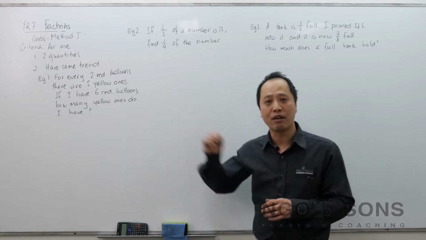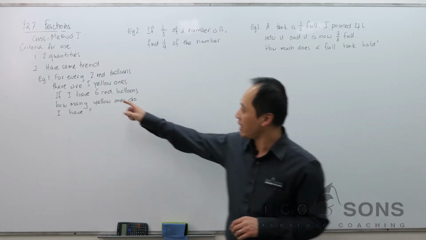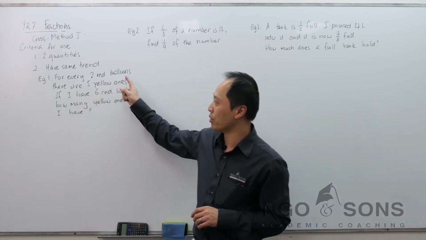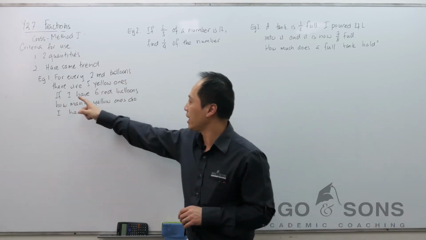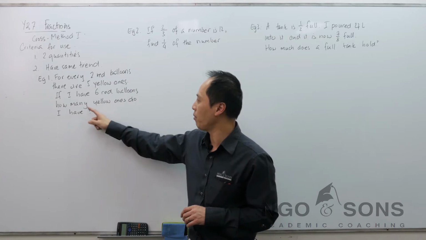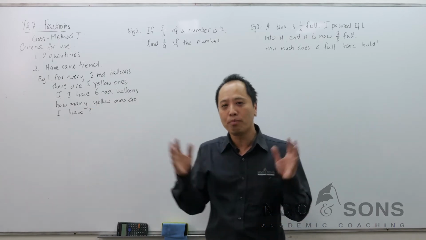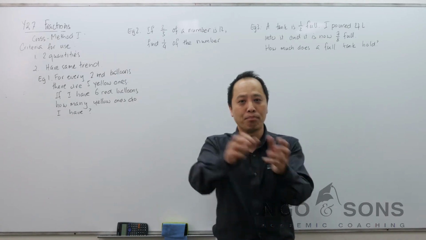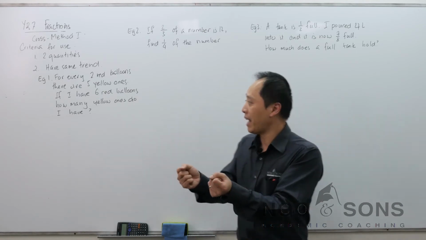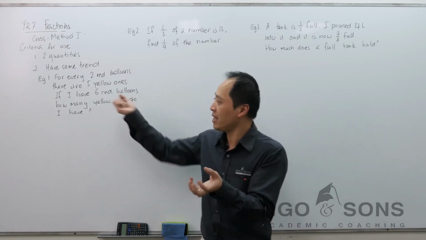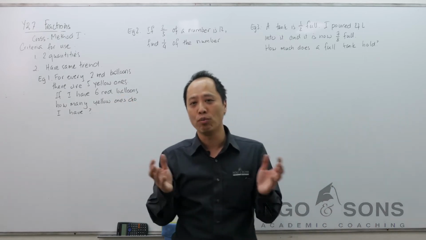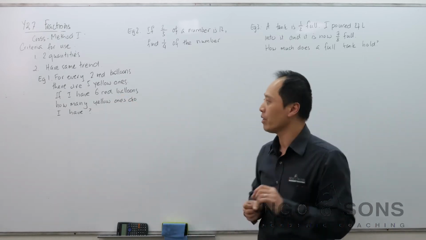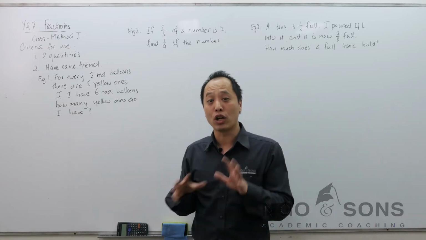Let's have a look at our first example. It says here, for every 2 red balloons, there are 5 yellow ones. If I have 6 red balloons, how many yellow ones do I have? So basically, in this question, they've got a bunch of red balloons and a bunch of yellow balloons, and they're asking, if we have 6 red balloons, how many yellow balloons do we have?